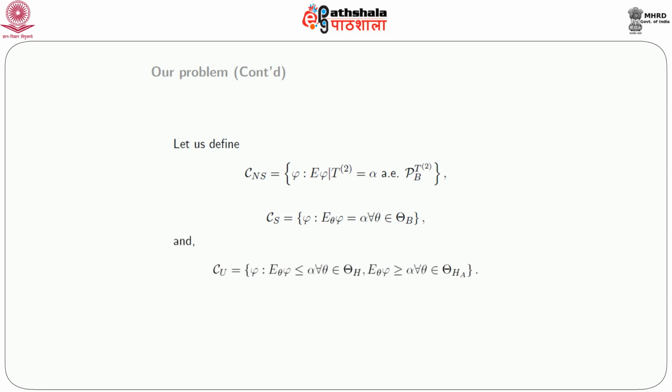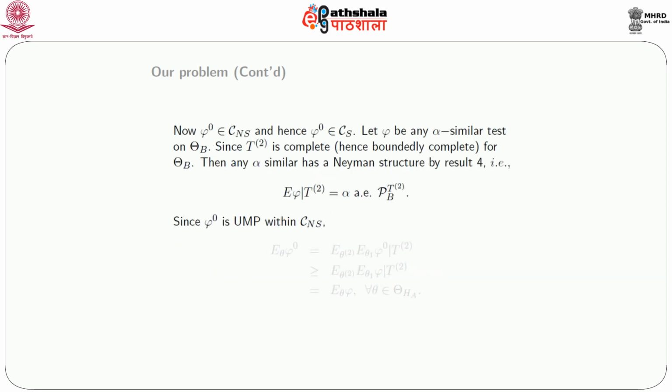We also define C_U, the class of all unbiased tests. This is the class of all tests phi such that E_theta phi is less than or equal to alpha for all theta belonging to Theta_H, and E_theta phi is greater than or equal to alpha for all theta belonging to Theta_HA. Now phi naught belongs to C_NS, and hence phi naught belongs to C_S, because we know that if a test has Neyman structure then it must be alpha similar.